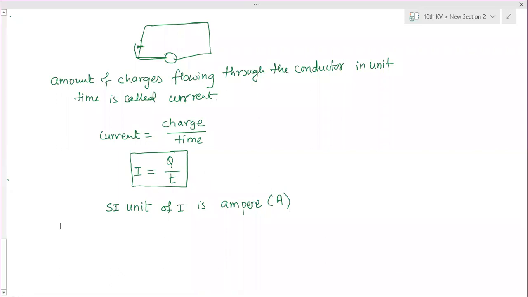Okay. Then how to measure the current? In a circuit, now what do you mean by circuit first? I keep on asking you circuit. What do you mean by circuit? You have heard the word electric circuit many times. So what do you mean by circuit?